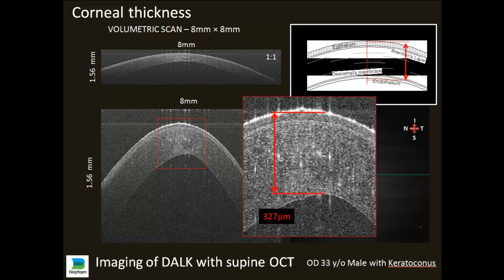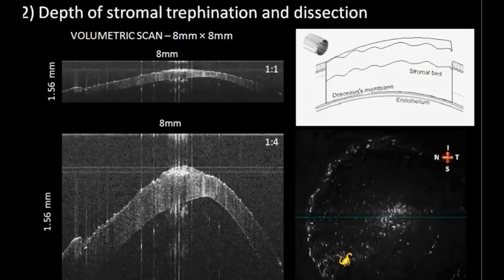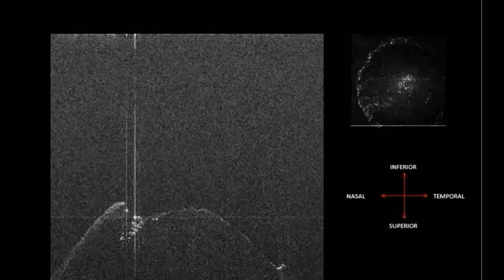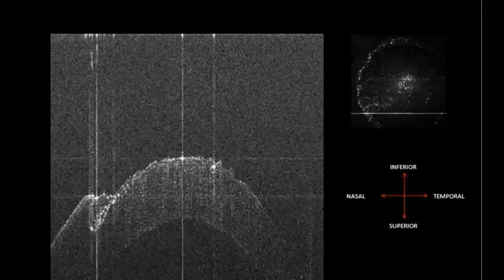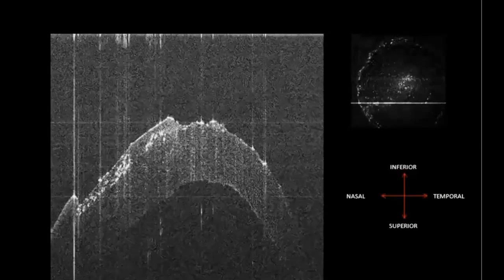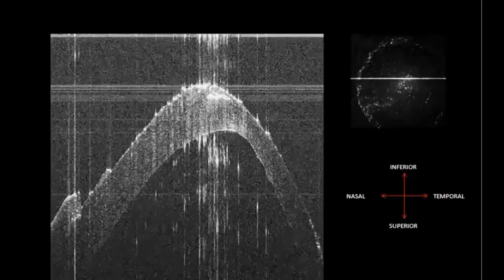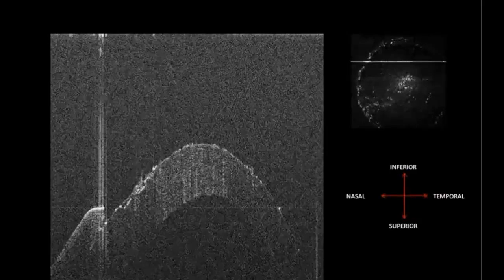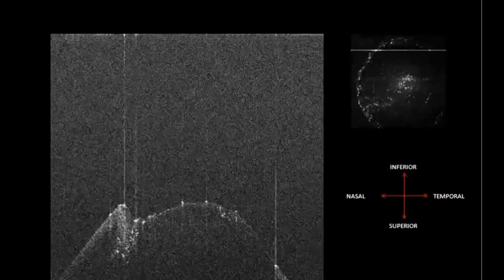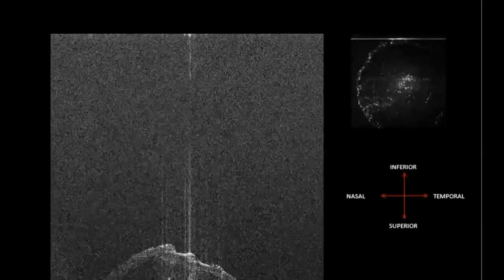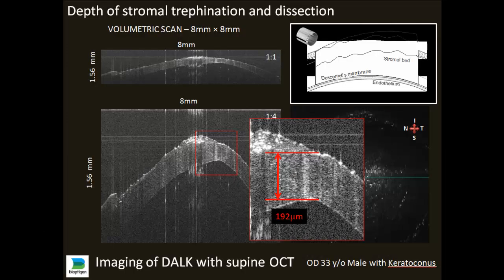In the DALC surgery, we perform partial thickness trephination, and this is after partial thickness trephination. And again, here you can see that we still have a fair amount of stroma left behind before we're left with Descemet's membrane and endothelium only. So here we have the scan, and here we have the high magnification where I can see I still have 192 microns left before I hit the Descemet's.